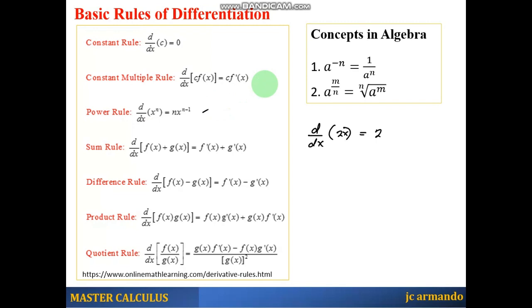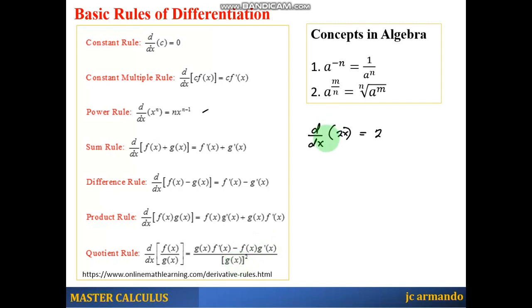Then for the sum and difference rule, the derivative of a sum or difference is just the sum or difference of the derivatives of the terms. For the product rule, you will see the formula later. The derivative of f of x times g of x is just f of x times the derivative of the second, plus the second one times the derivative of the first. Then, quotient rule. So f of x over g of x, its derivative is the denominator times the derivative of the numerator, minus the numerator times the derivative of the denominator, all over the square of the denominator.